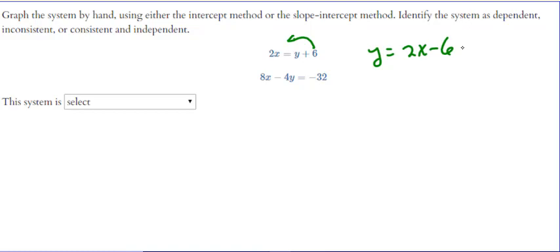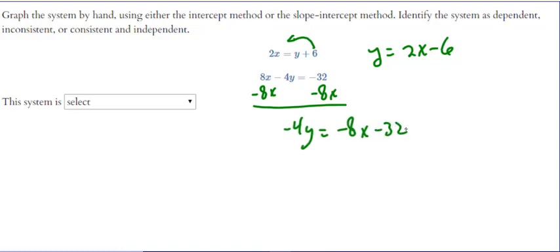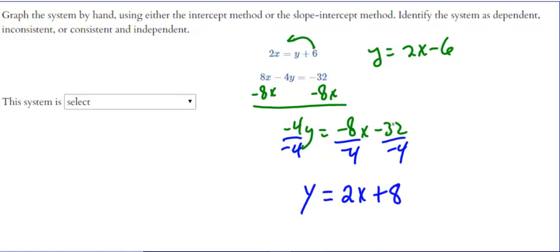Now, let's move this over. So we got negative 4y equals negative 8x minus 32. And then let's divide by negative 4. We have y equals 2x plus 8. And a negative negative gives you a positive. Now, I want you to see something real quick.